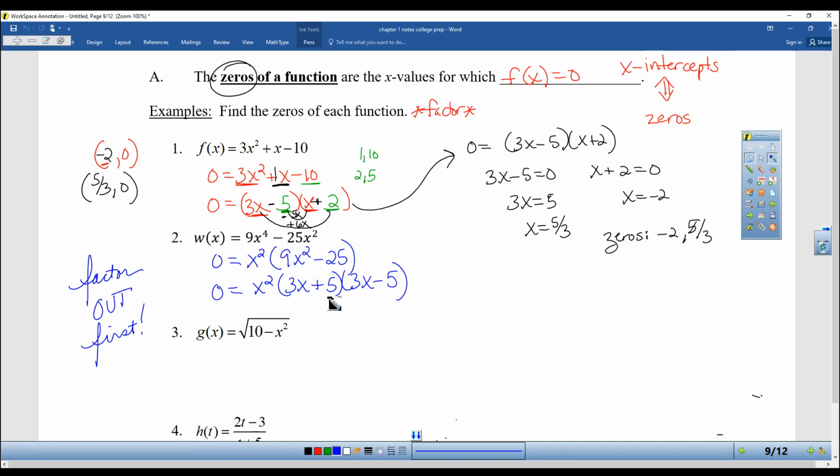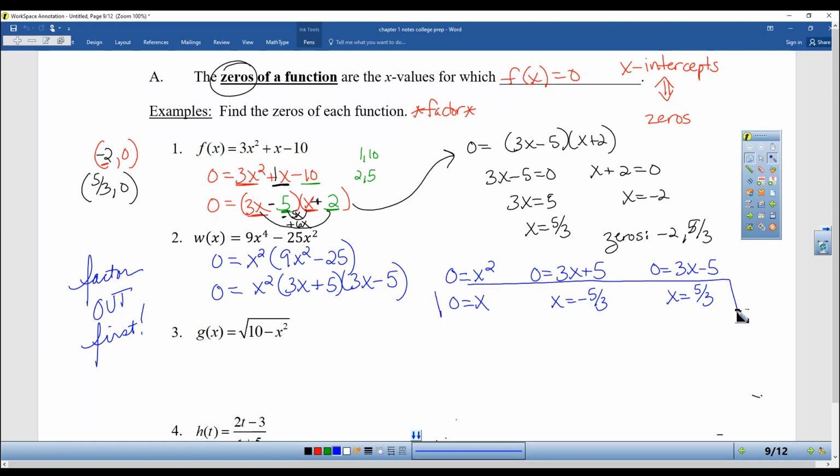Two terms is easy to factor because they have to be the same in order for the inners and the outers to cancel, which means my three equations are either 0 is equal to x squared, or 0 is equal to 3x plus 5, or 0 is equal to 3x minus 5. X is equal to negative 5/3, and x is equal to 5/3. Skipped a couple steps on that last one, but you are in precalculus. I'd like to think you could subtract 5 and divide by 3. So those are my 3 zeros.